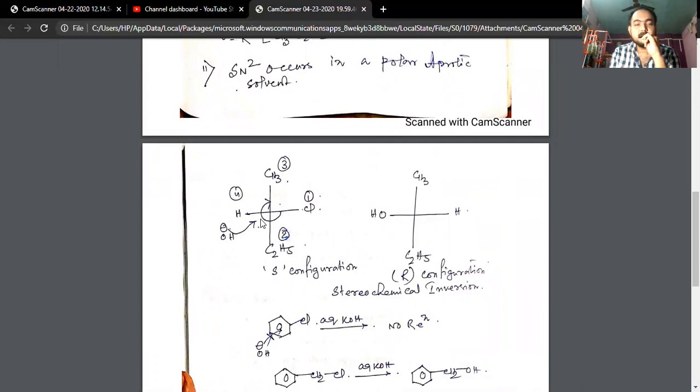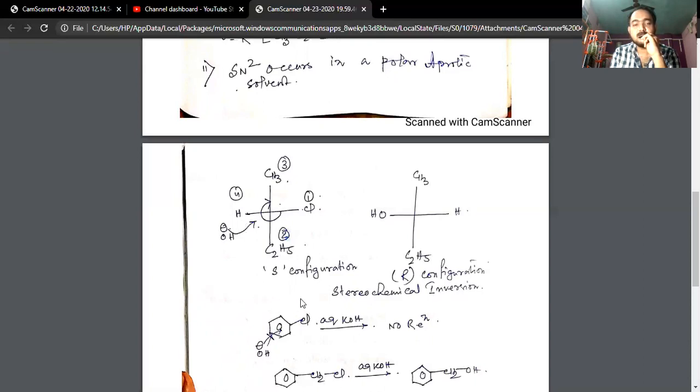Now you can see here what happens. It is S configuration because Cl is the highest priority according to the CIP rule, Cahn-Ingold-Prelog rule. Now this is the second priority group. This is the third priority group. That's why the rotation is in the clockwise direction, but hydrogen is present in the horizontal position. So the absolute nomenclature would be reversed.